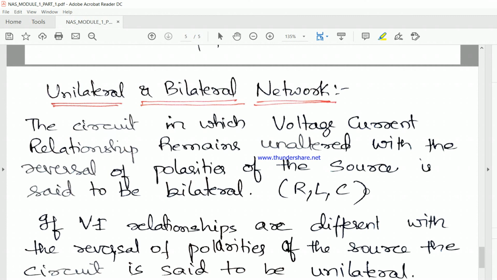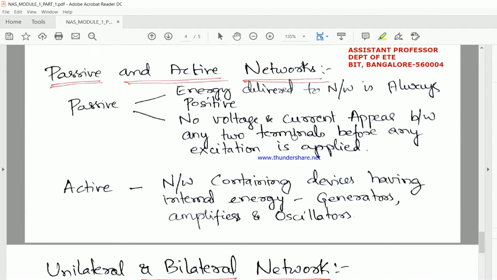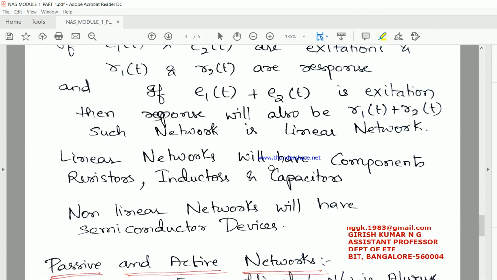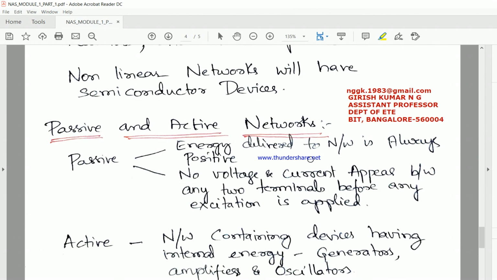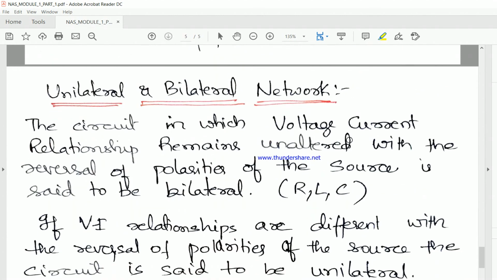Okay, so that is what unilateral is. We are not going to use it here, because we don't have anything to work on diodes or transistors in this subject. So we'll not bother about those particular networks. We'll be working on bilateral networks, passive networks, and linear networks. Non-linear networks, active networks, and unilateral networks will come in analog electronic circuits, but not in network analysis.